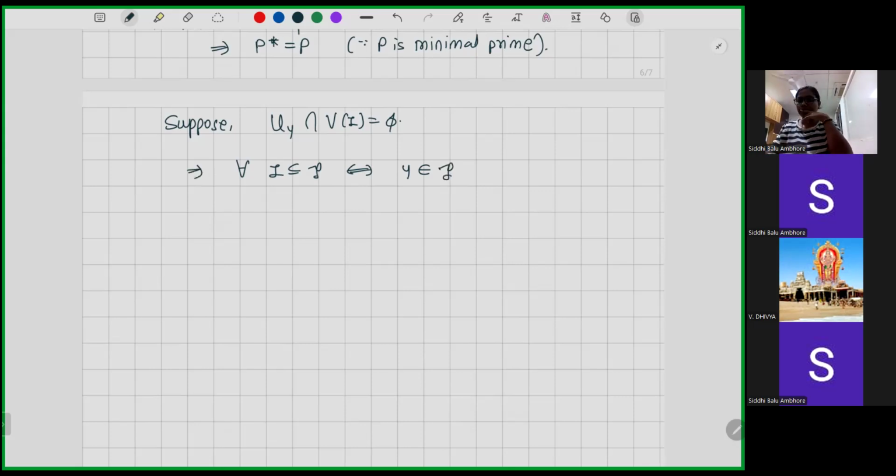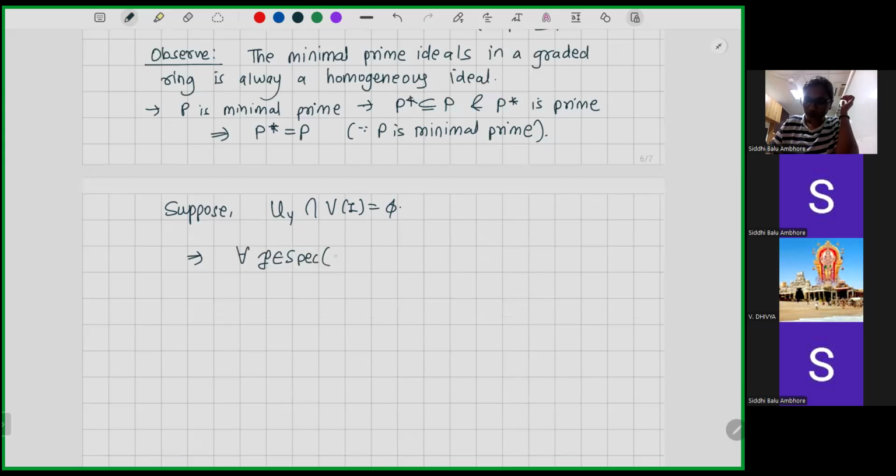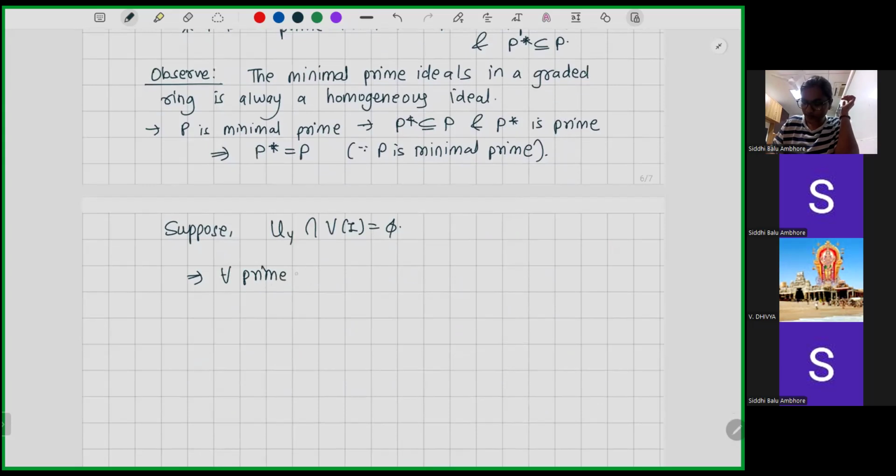And this is not the correct way. But yeah, if I is contained in P, or let me just write, for all prime ideals P, I is contained in P if and only if Y belongs to P, P prime. Is this clear?